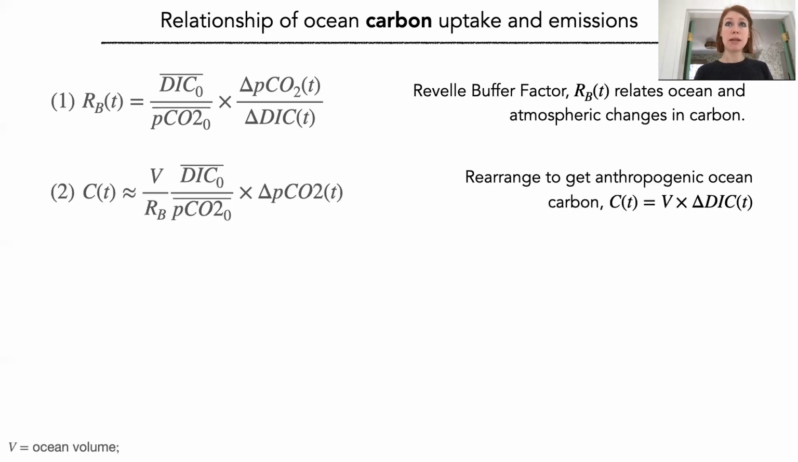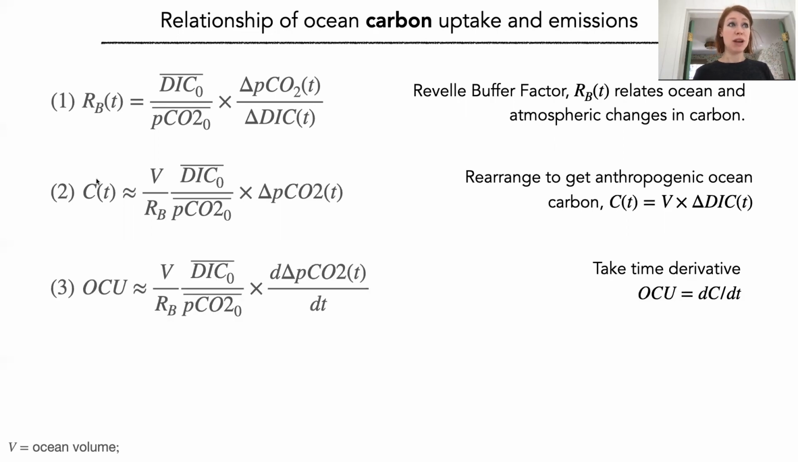We'll do some rearranging, describe the total anthropogenic carbon in the ocean as the rate of the DIC change times ocean volume, and make this approximation that we can solve for the total cumulative uptake of carbon. This approximation is essentially saying that at any given time, we're assuming that ocean carbon is equilibrated, at least in the surface, with atmospheric PCO2, which is of course an approximation, and also that the buffer factor is constant.